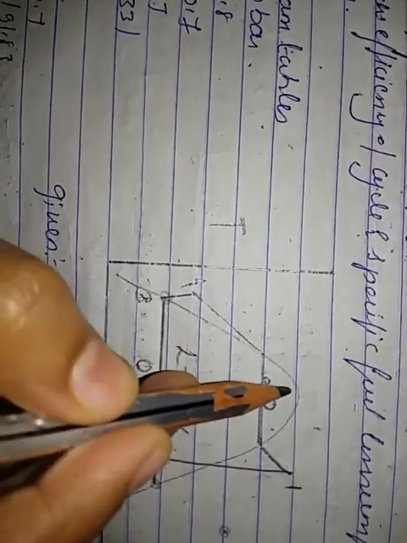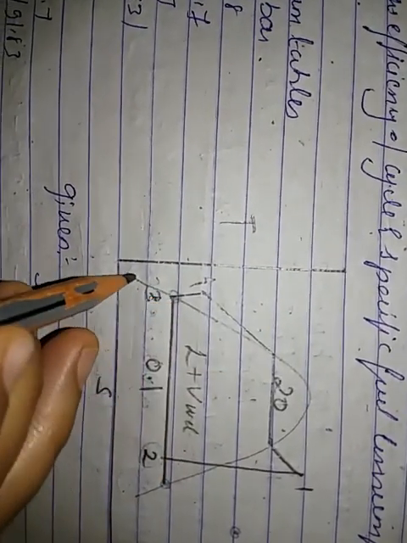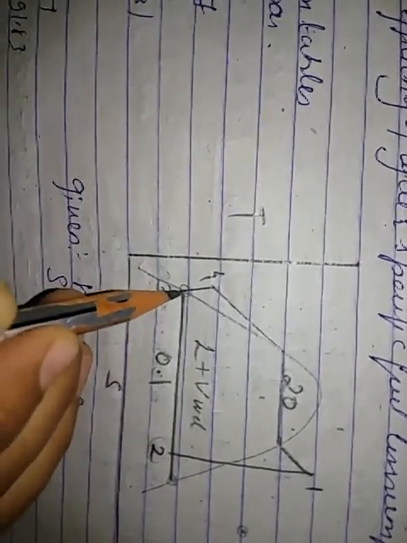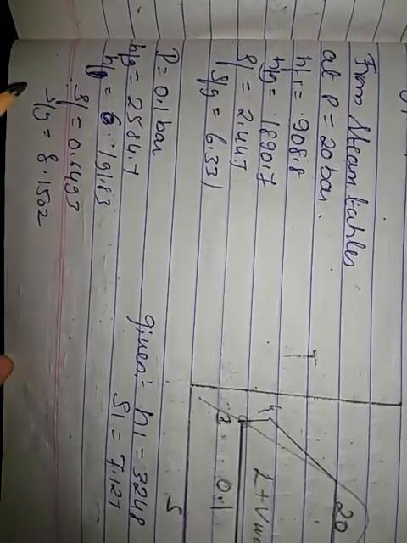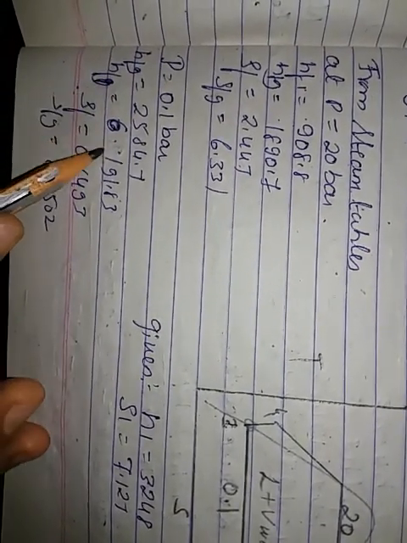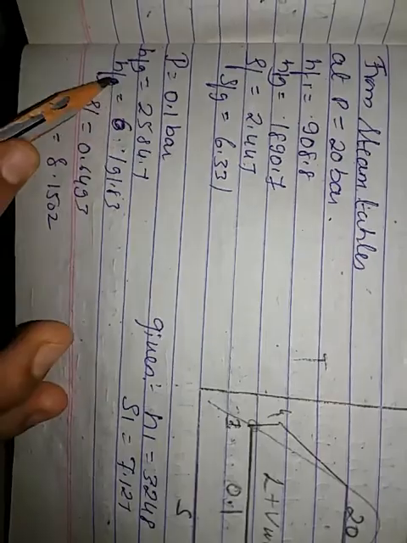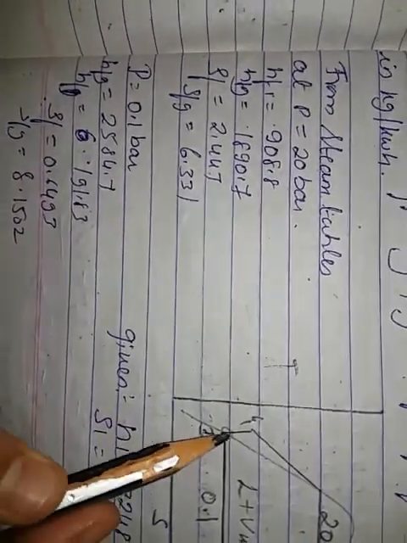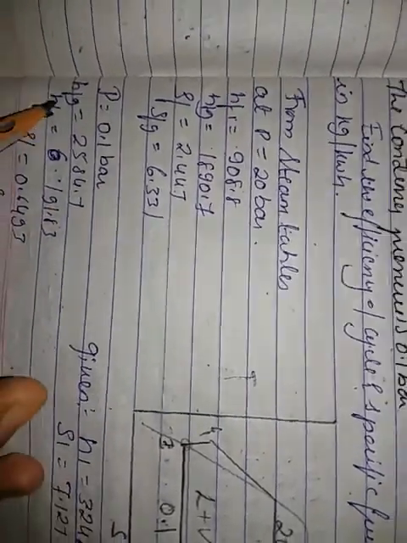From the TS diagram, H3 is at which point? It is at this saturated liquid line, which is at this pressure. This pressure is 0.1, so H3 is equal to HF at 0.1 bar. What is the HF value? 191.83 is your HF value. F represents liquid, G represents gases. Now this is my liquid state at 0.1 bar. So H1 is equal to H3 is equal to HF, that is 191.83.